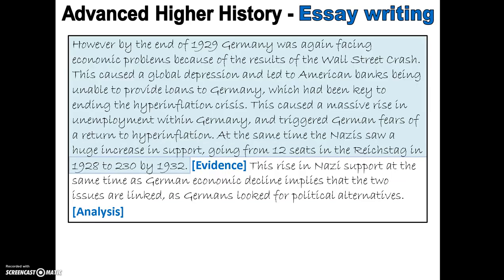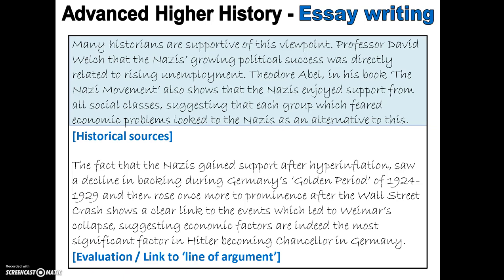We can go on and give further evidence if we happen to know this, and we can also analyse these points as well. We can also then, if we know any, give historians' views on this topic, before making an overall judgment at the end.